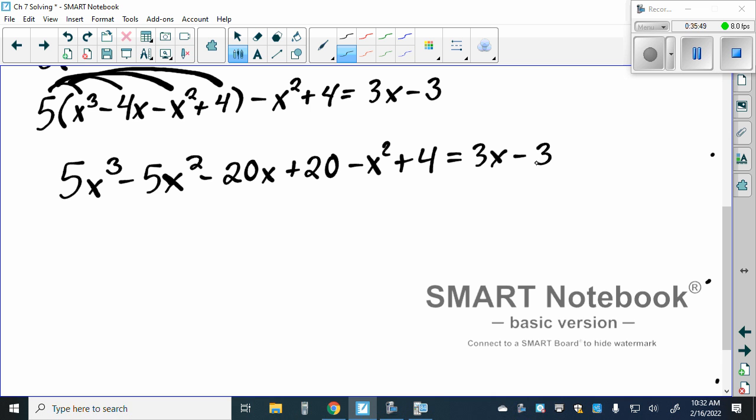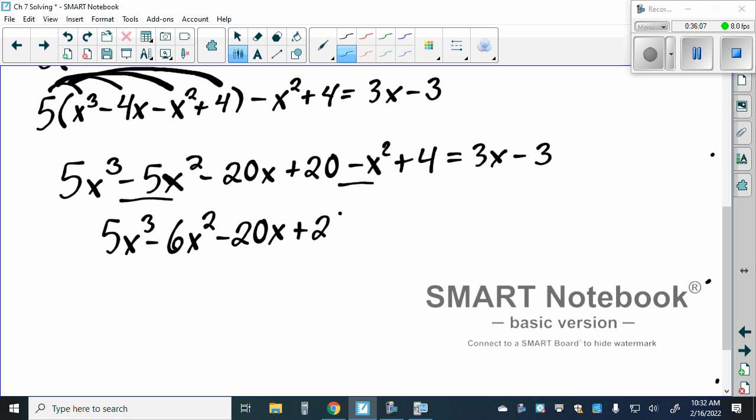At this point, we need to combine our like terms, which would give us 5x cubed minus 6x squared, because the negative 5x squared and negative x squared give us negative 6x squared, minus 20x plus 24 is equal to 3x minus 3.